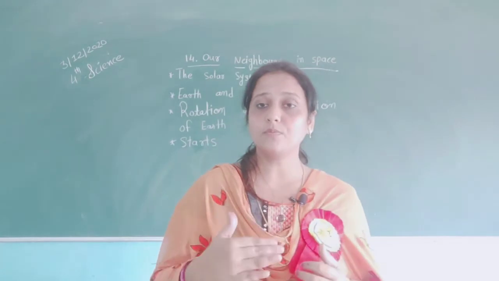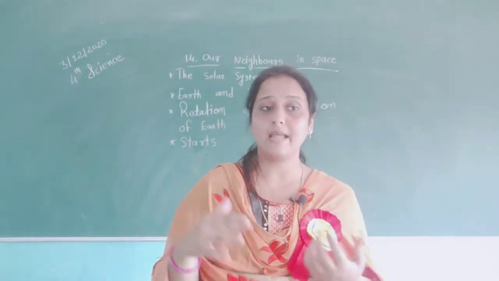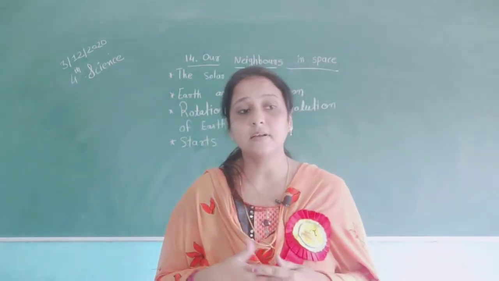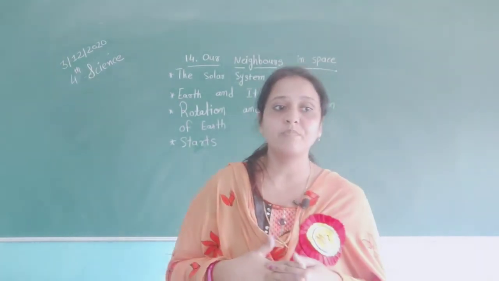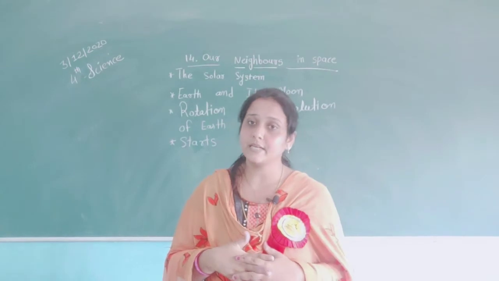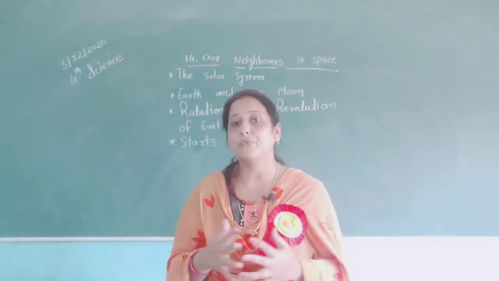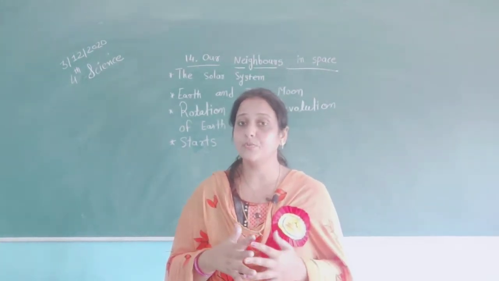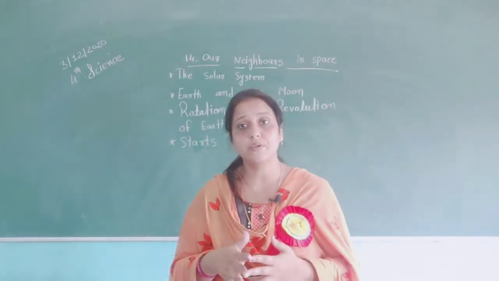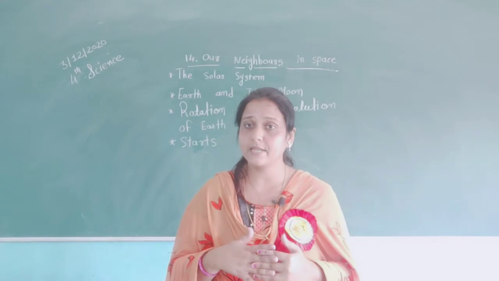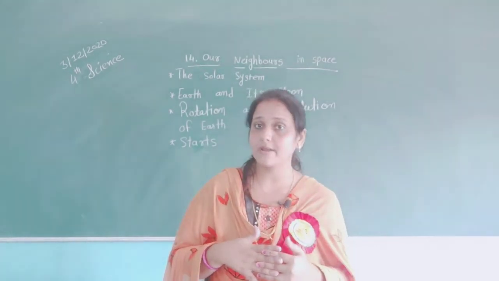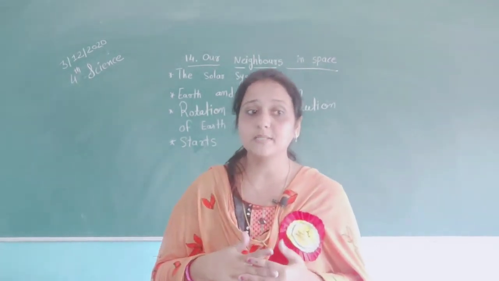The position of the sun is like this. Then Earth and its moon. The blue planet means the Earth. Earth provides life and an atmosphere in which human beings can survive. So it is also known as the blue planet.